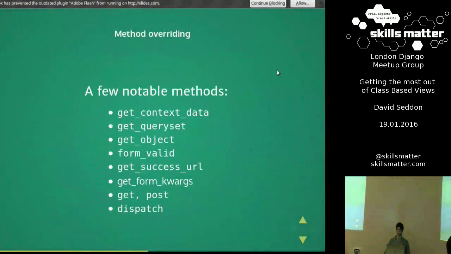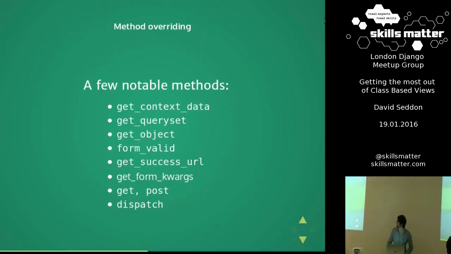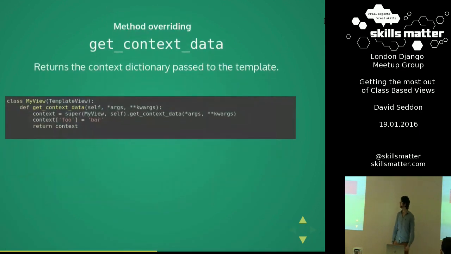So I'm going to show you a few notable methods that you might be overriding. Again, this is going to be a very quick tour, so you can have a look at the slides later if you want to see more information, but it's all documented, so I don't need to go into the details too much. Get context data, I'm always overriding. That simply controls what makes its way into the template.